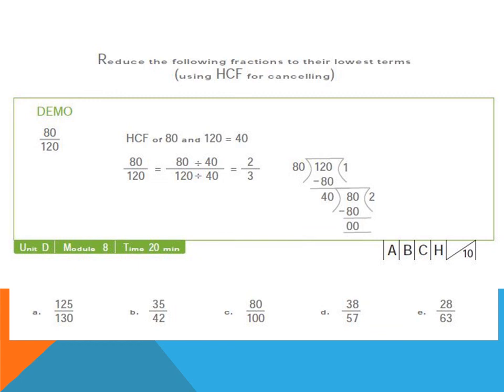Once the HCF of both the numerator and denominator is found, we will divide both the numerator and denominator by that HCF. So 80 by 120 can be written as 80 divided by 40 by 120 divided by 40, which will give you 2 by 3. So 2 by 3 is the lowest term fraction of 80 by 120. In the same way, take your time, solve all the problems in module number 8. I will show you the answers at the ending of the video.